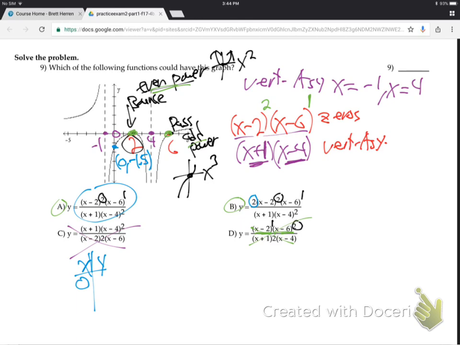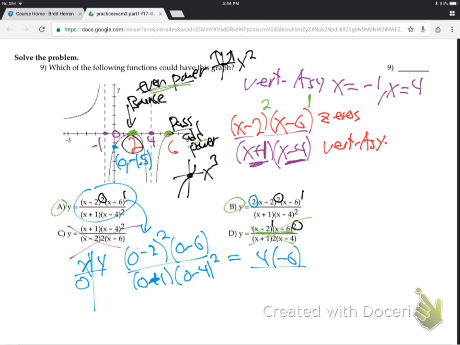So plug it in to A. I'm going to plug into x minus 2, putting down A here, and x is going to be 0. So I'm going to plug in 0 minus 2 squared, 0 minus 6, all over 0 plus 1, and 0 minus 4 squared. What do you get? That's going to be minus 2 squared. It's going to be 4 times negative 6 over 1 times 16. That's negative 24/16, negative 1.5. That's beautiful. A it is.